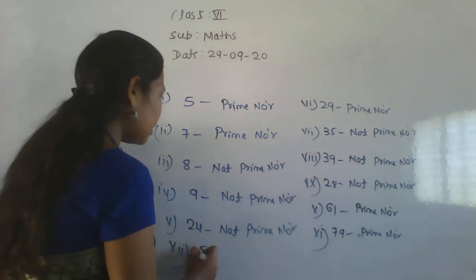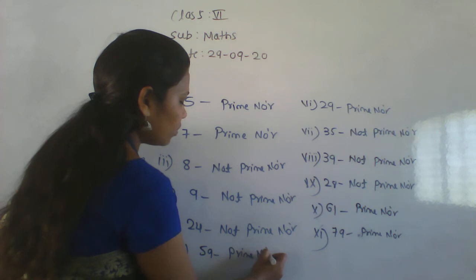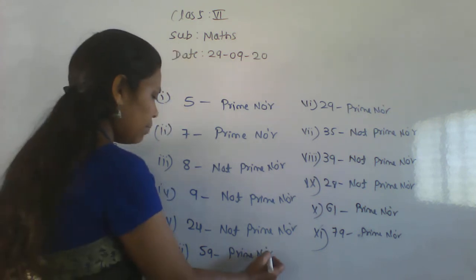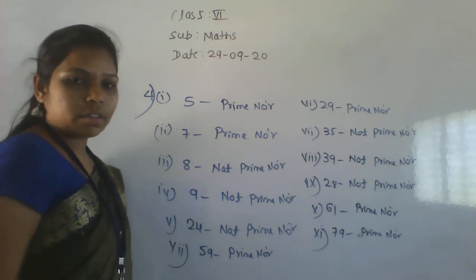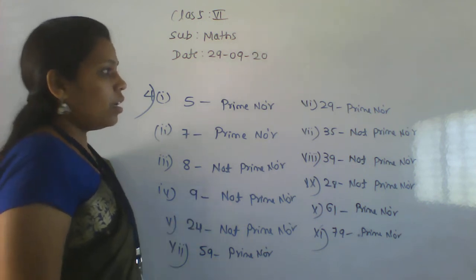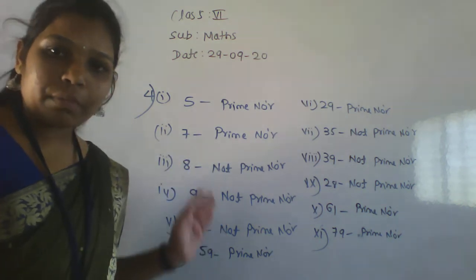59. Is 59 a prime number? Yes, it is a prime number, because 59 is not in any table. So it is also a prime number. These are some we have written, whether each is prime or not prime.